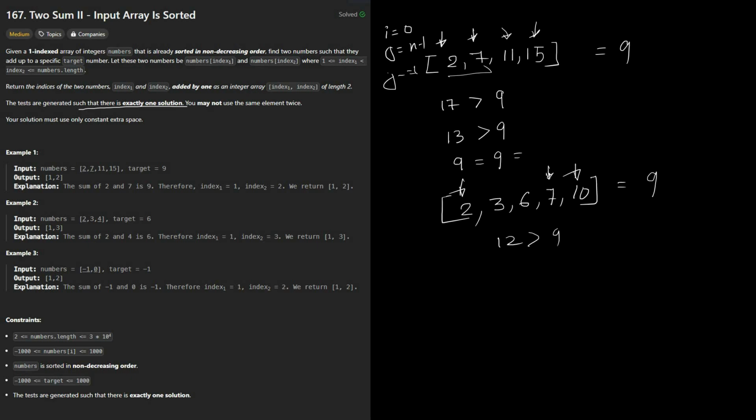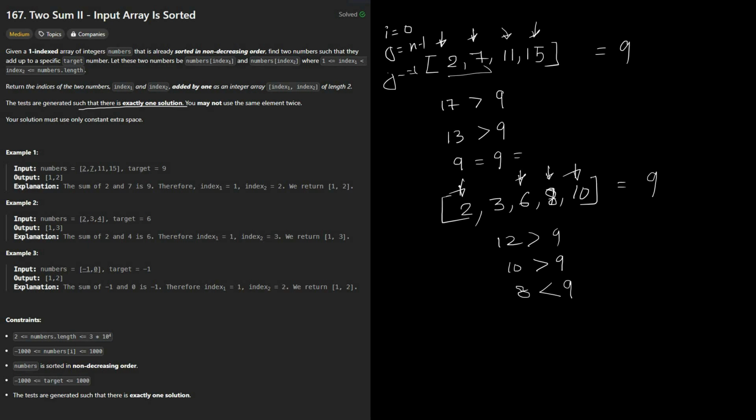So we are going to decrement the j pointer. Let us take it as 8 for the time being. So now we are at the 8 position. 2 plus 8 is 10. 10 is greater than 9. So we decrement it back to this position. Now 2 plus 6 is 8. 8 is smaller than 9.